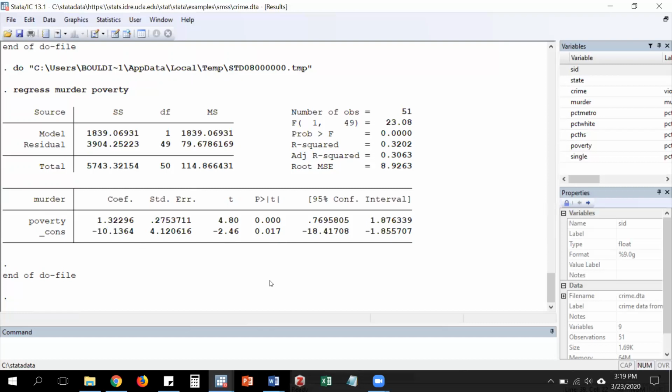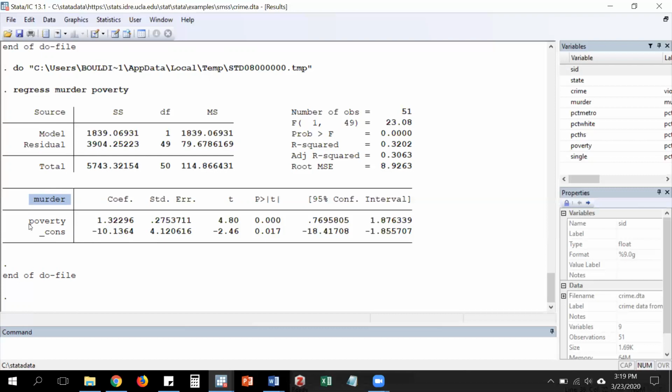Okay, so let's talk about this part down here. The bottom of the table is mostly what you'll be focusing on when you're reporting your results. So the first thing we see here is a coefficient for poverty. And so essentially what this is saying is that for every 1 unit increase in poverty, which in this case is a 1% change in the poverty rate in the state, we would expect the murder rate to go up by 1.3. And it doesn't label what the murder rate is. I'm assuming that's per 100,000 people in the population, so that's how I'll be talking about it.